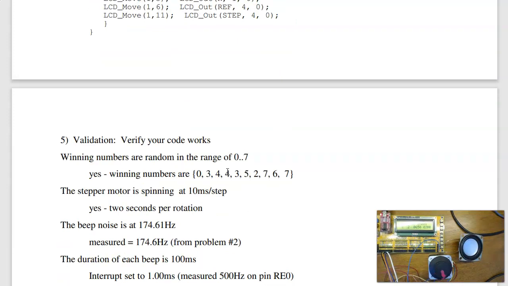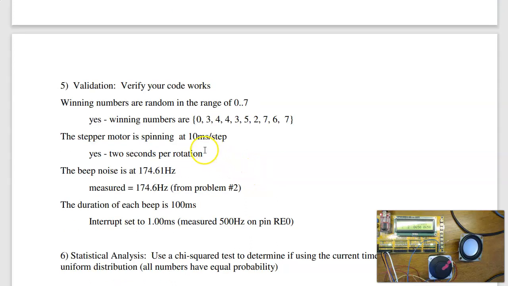To check to see if it works, I can check to see, are the numbers in range, 0 through 7. So I ran a couple times, and here's the data. Yep, there's numbers 0 through 7. It's spinning 10 milliseconds per step, and if you look at it, it's about 2 seconds per rotation. 200 steps per rotation, 2 seconds per rotation. The beeping noise is 174 Hertz. We did that back in problem 2.